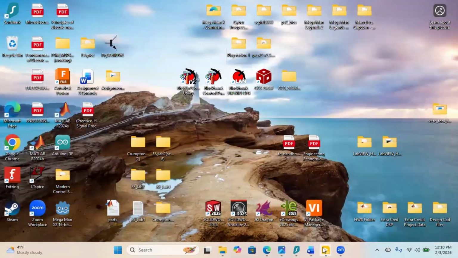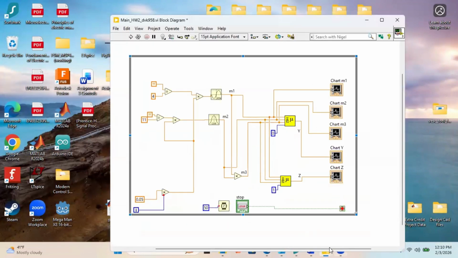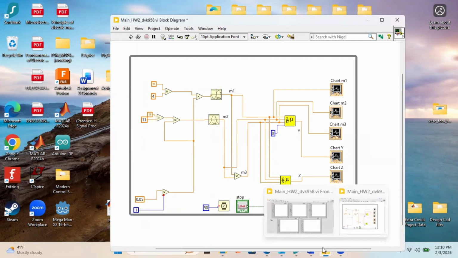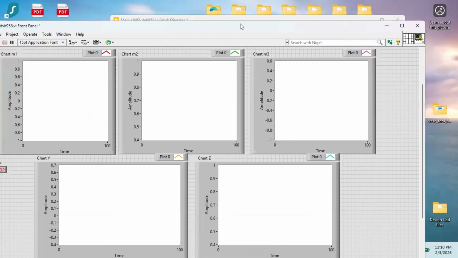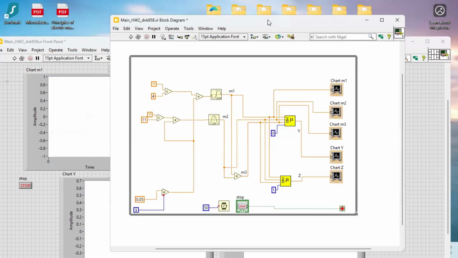Go to our main. There's the front panel, and here's the block diagram. In the main loop, this is our while loop. Everything happens inside the while loop, so the signals update continuously. First, I created a time variable using the loop iteration I. So t will equal I, the iteration counter, times 0.05.